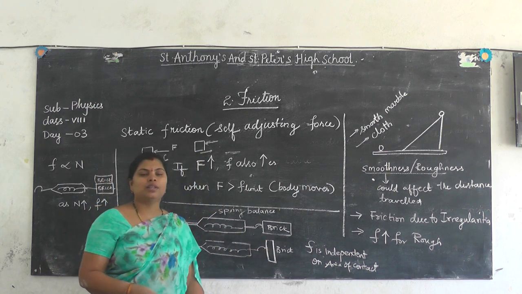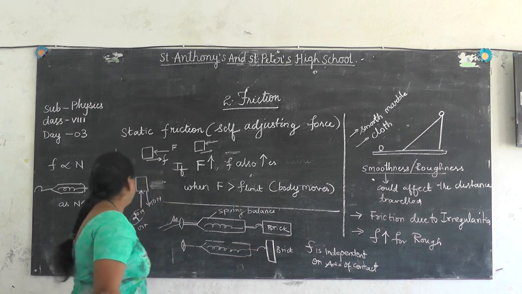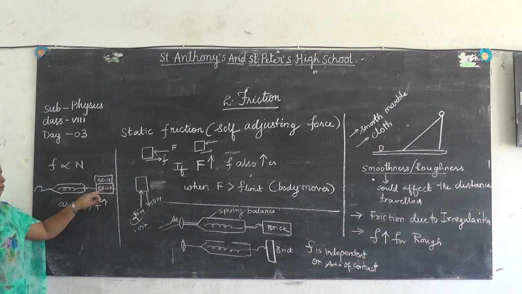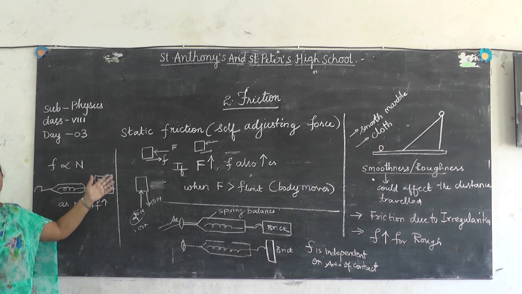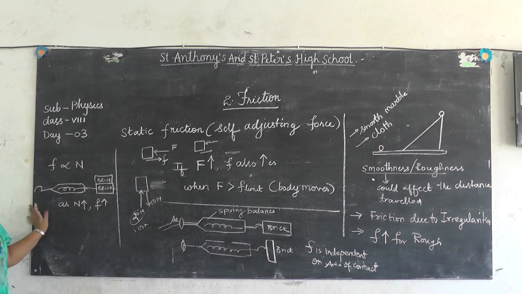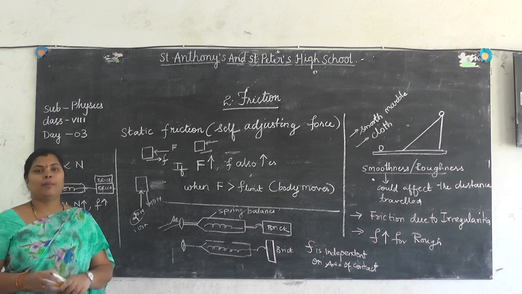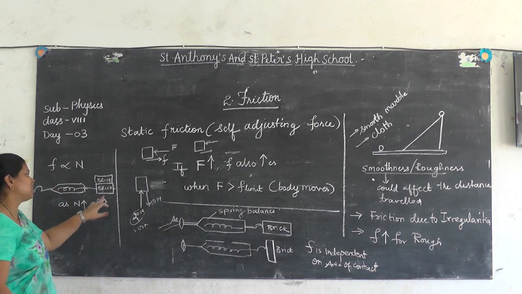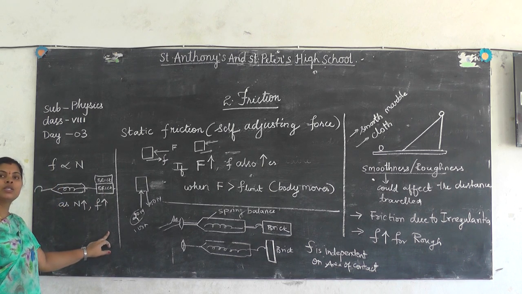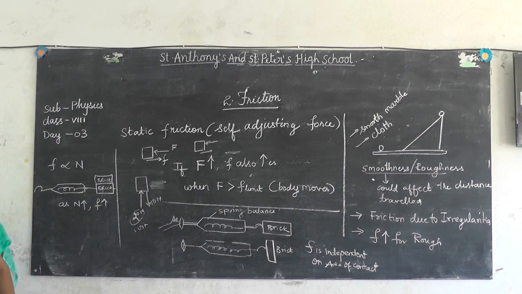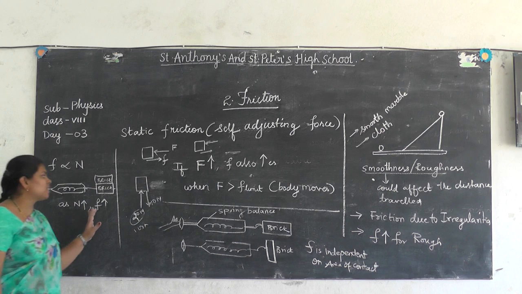Now I have another situation. Same activity, but I place another brick over the first brick. What happens? Its weight increases. Brick on brick, if I place two or three bricks, what happens? Its weight increases, so the normal force also increases. How do I know normal force increases in this situation?